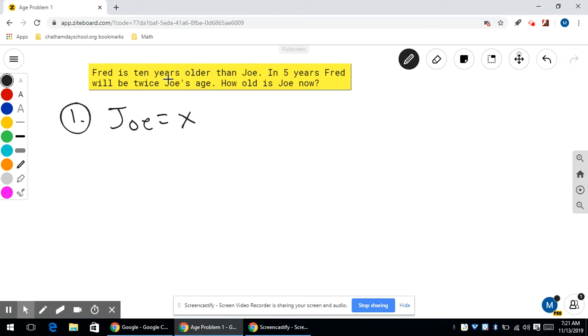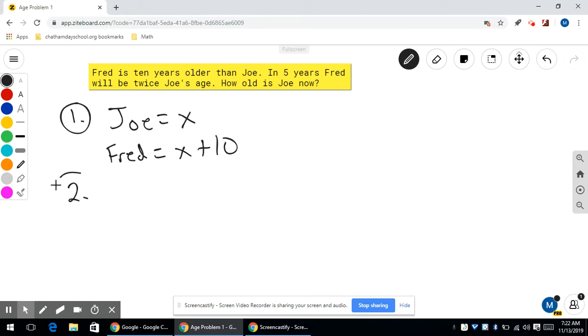Then the other part of the expression is saying Fred is 10 years older than Joe. So I continue, I say variables, quote unquote, because really I say Fred, which is X plus 10. So Joe is our variable, right? But I write out the expression that Fred equals X plus 10, Joe's age.